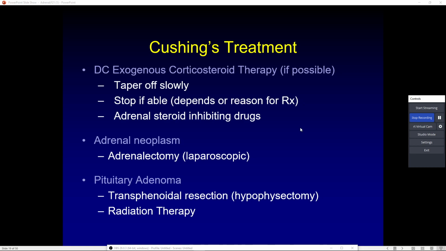Adrenal neoplasms. If you have an adrenal neoplasm, okay, so that growth on the adrenal gland, if you can't just take the growth off and it's not superficial, what's going to end up happening is you're going to have to go ahead and remove the entire adrenal gland, okay?